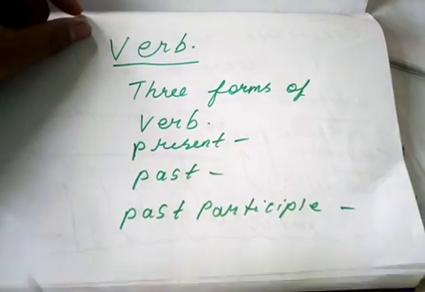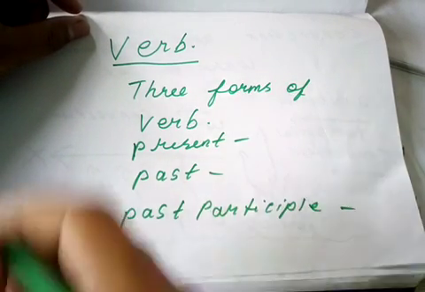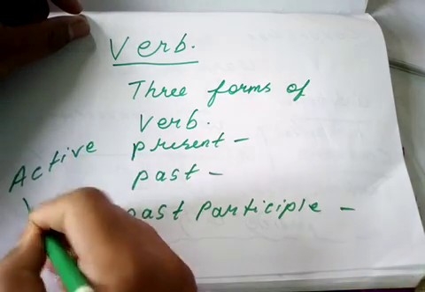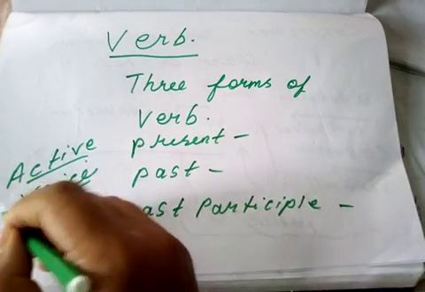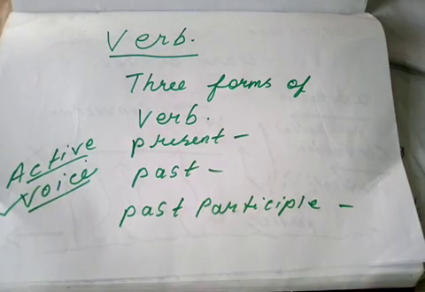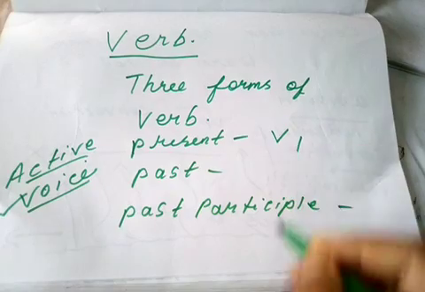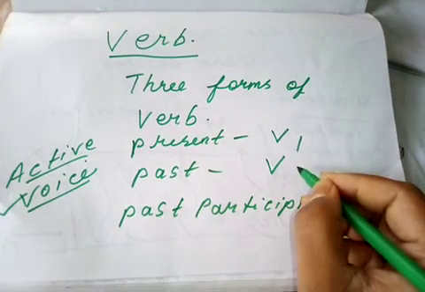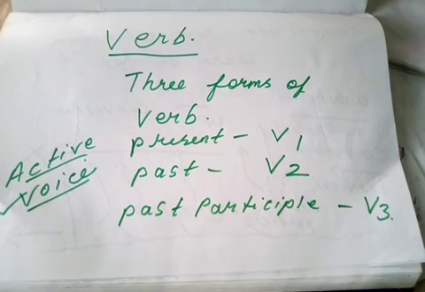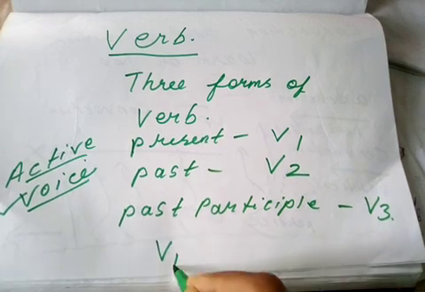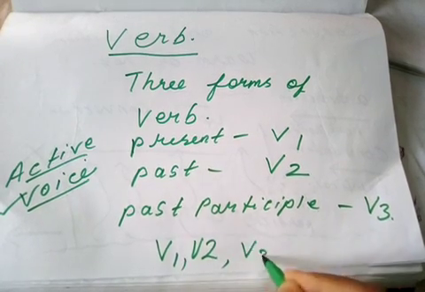You need to always remember, today we are going to discuss through active voice. I will explain the voice in a different video, but for today we will discuss only the active voice in regards to tense. In short, we term the present form of the verb as verb 1, the past form of the verb as verb 2, and the past participle form of the verb as verb 3. So always remember these terms. We need to understand verb 1, verb 2 and verb 3.